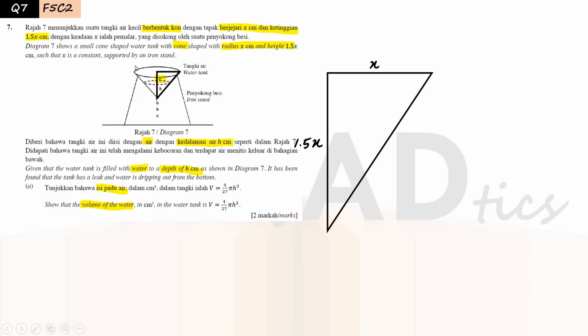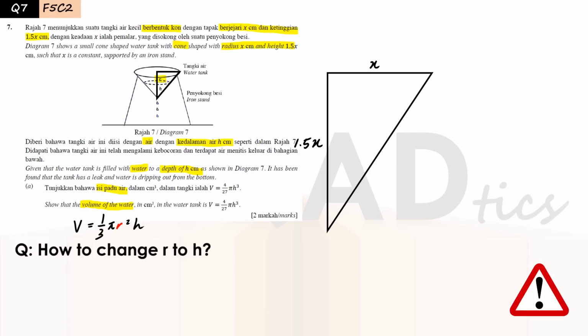Just now we mentioned that this water is cone shaped, so to find the volume of the water, we can use the formula for the volume of a cone, which is 1 over 3 pi r squared h. But if you compare these two equations, you will see that here there's no r. So we need to change this r to be in terms of h. Because if you see, there is h cubed here, but we only have one h here. So how do we change r to h?